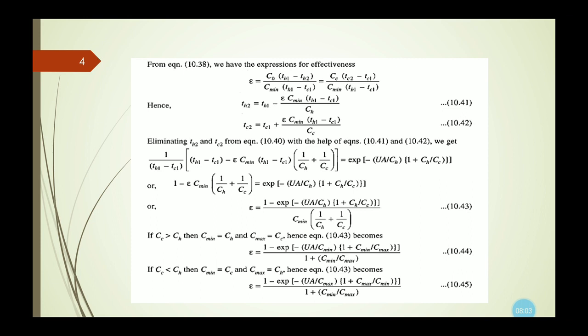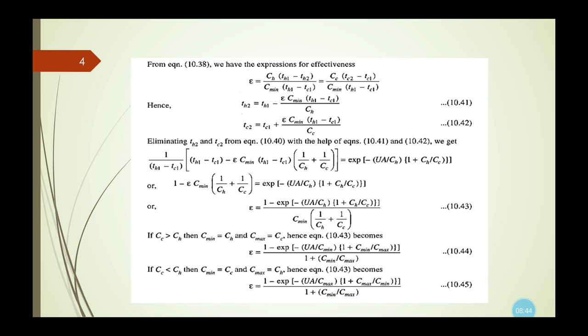So effectiveness is coming as 1 minus e to the power minus UA by Ch (1 plus Ch by Cc) divided by C min multiplied by (1 by Ch plus 1 by Cc). So this is the formula of the effectiveness. Now if Cc, the heat capacity of the cold fluid, is greater than the heat capacity of the hot fluid, in that case C min is equal to Ch, and C max is equal to Cc. So these are the things that we need to remember. These are actually conceptual things.